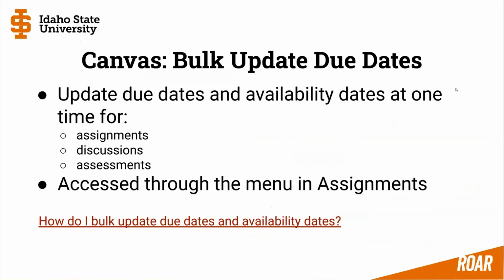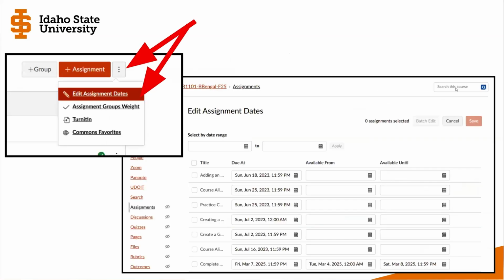The second thing I want to talk about is the bulk update. This allows you to update the due dates and the availability dates all at one time for all assignments, discussions, and assessments within your course. This is accessed through the menu in assignments. If you click the 3-dot menu, you'll get a drop-down menu. If you click the first one that says edit assignment dates, you will get a list of all your assignments, discussions, and assessments in your course.